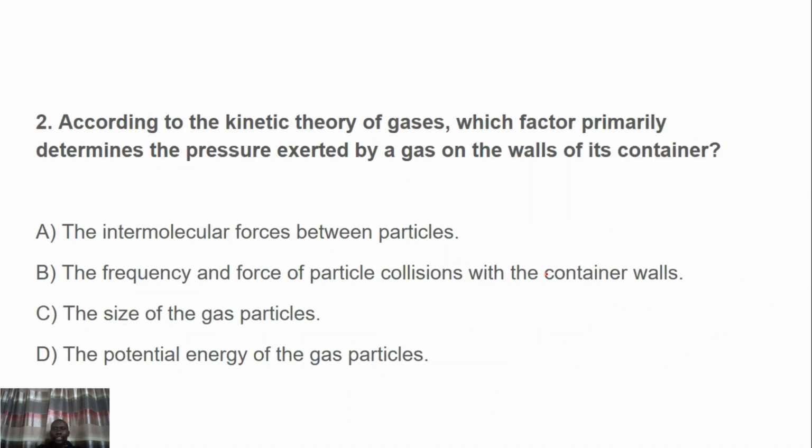Next, according to the kinetic theory of gases, which factor primarily determines the pressure exerted by a gas on the walls of its container? A. The intermolecular forces between particles. No, because in the kinetic theory there are even no intermolecular forces between particles. B. The frequency and force of particle collisions with the container wall. Yes, this is correct. C. The size of the gas particles. No, this is not correct. D. The potential energy of the gas particles. No, this is not correct. So the answer is B.